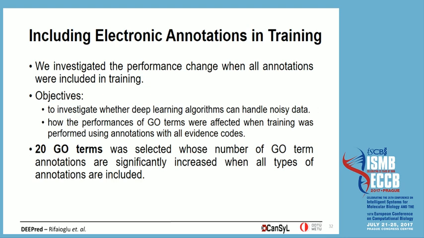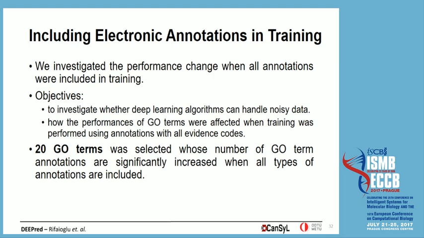The performance results that I have shown so far were the results of the system when the training was performed using only annotations with manual experimental evidence codes. And we observed that the performances of some GO terms were relatively lower, and these were mostly GO terms having fewer training samples. And here we also investigated the performance change when all annotations were included in the training. Here we had 2 main objectives. Our first objective was to investigate whether the deep learning algorithm that we use can handle noisy data. And the second, we wanted to observe how the performances of GO terms were affected when the training was done using electronic annotation.